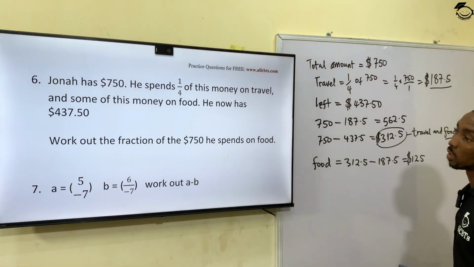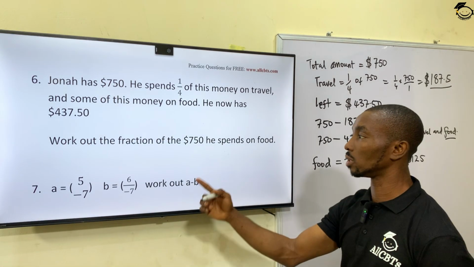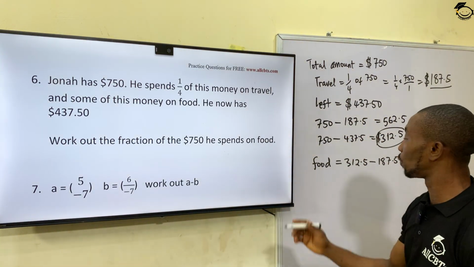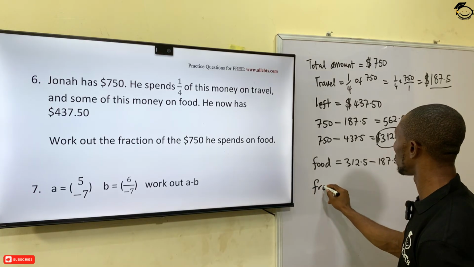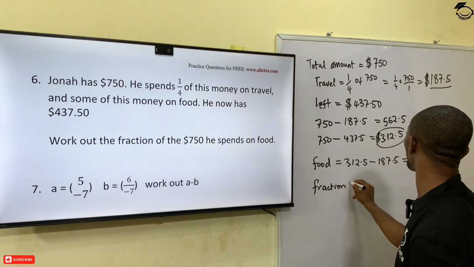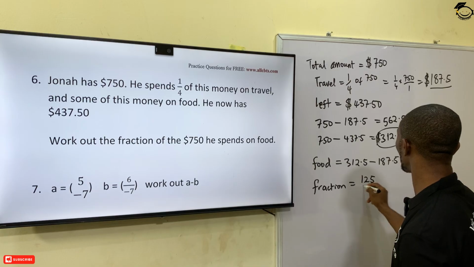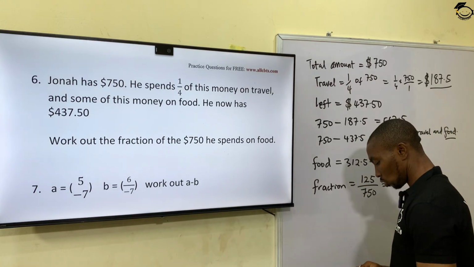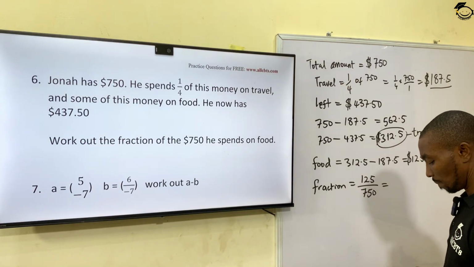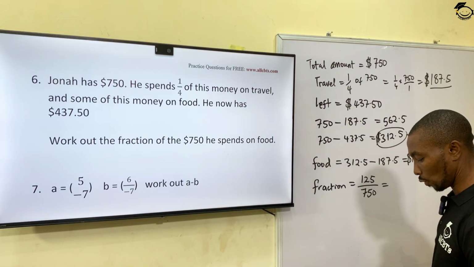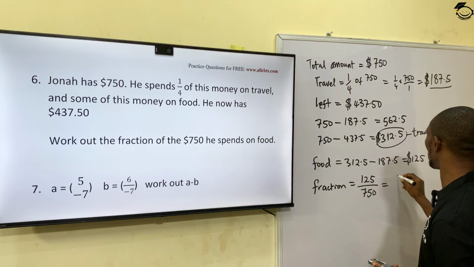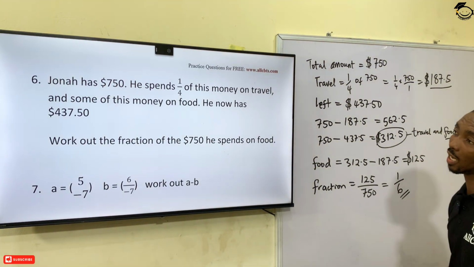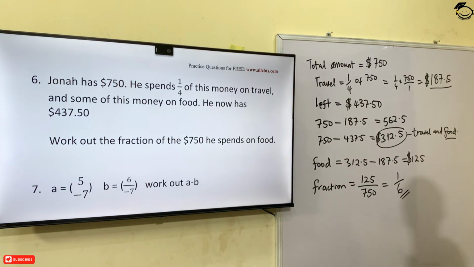All right, so since we're asked to find the fraction of this amount to food, the fraction would be amount spent on food over the total. All right, so 750 divided by 125 would give us 6. So this becomes 1/6. So he spent 1/6 of the amount on food.